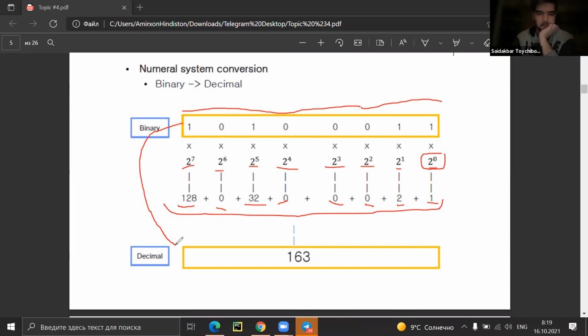Any questions about this point? I have one. Why is 2 to the power of 0 equal to 1? It's a formula, not only with twos. If any number is raised to the power of 0, the answer will be equal to 1.